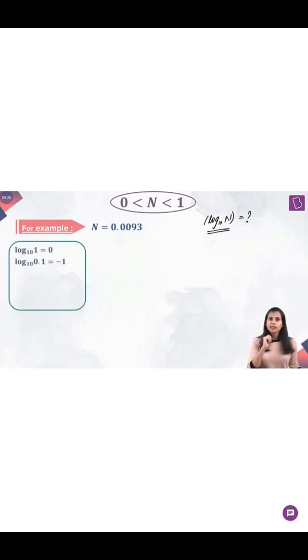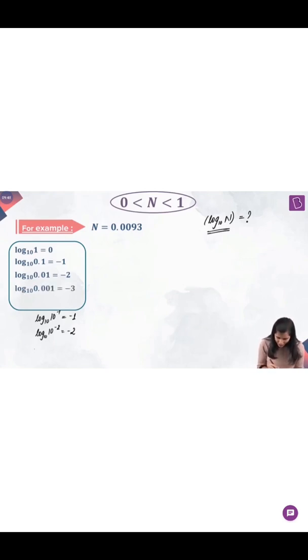For example, log 0.1. What is log 0.1? Log 0.1 to the base 10 is nothing but log 10 to the power minus 1 to the base 10, which obviously is minus 1. Similarly, log 0.01 is nothing but log 10 to the power minus 2 to the base 10, which is minus 2. Similarly, log 0.001, what is that?